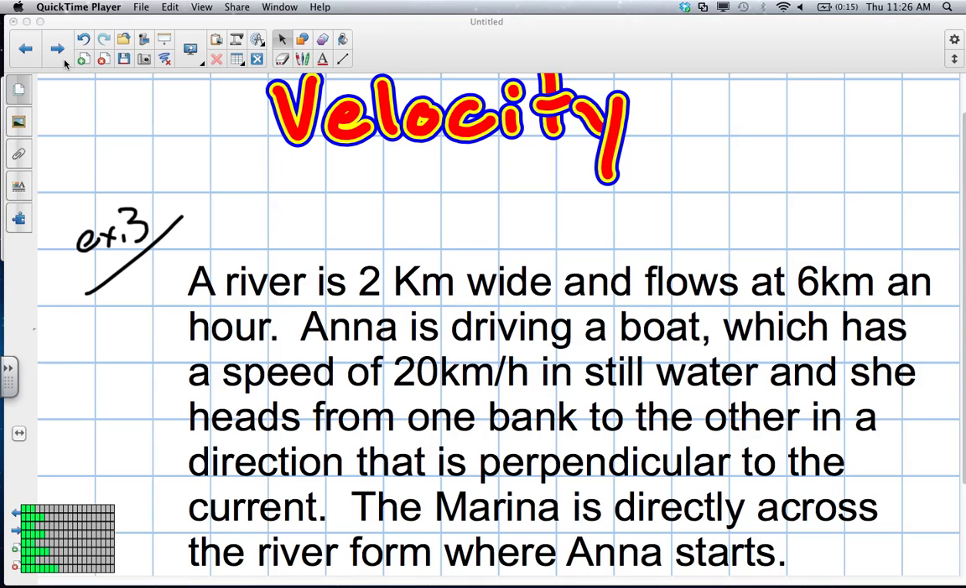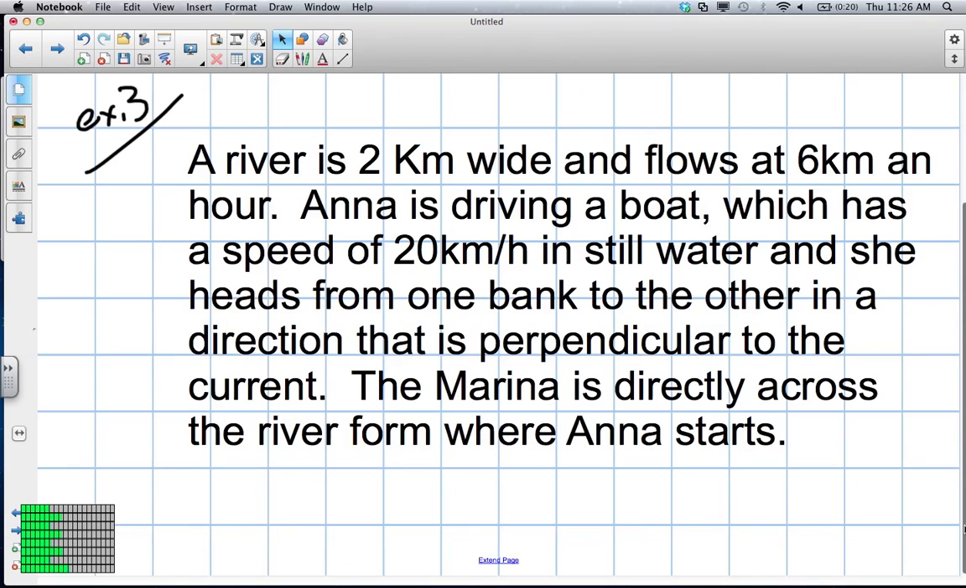Anna is driving a boat, which has a speed of 20 kilometers an hour in still water, and she heads from one bank to the other in a direction that is perpendicular to the current. So think of the current going directly down the river, and she heads directly across the river. The marina is directly across the river from where Anna starts. That is not important, the marina part, until I ask you the question of how far down the river is she from the marina when she gets to the other side of the bank.